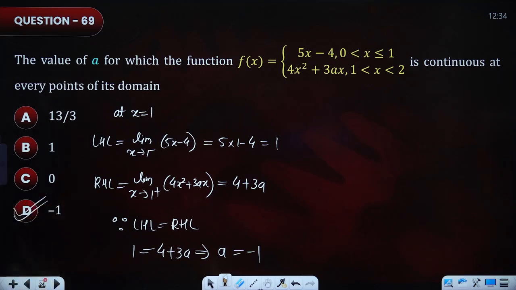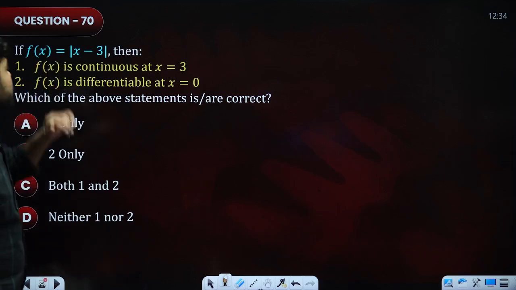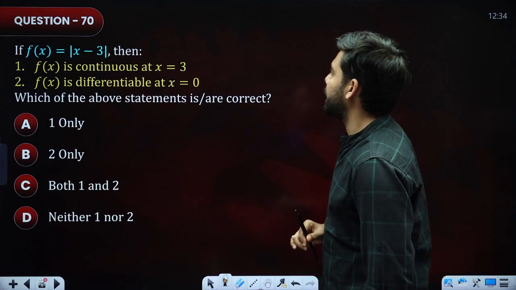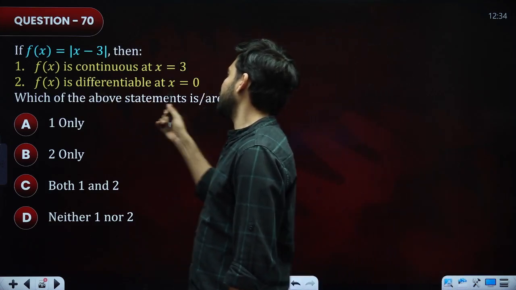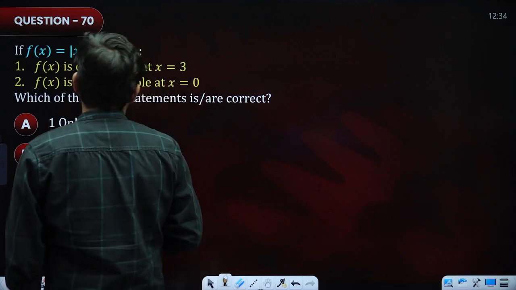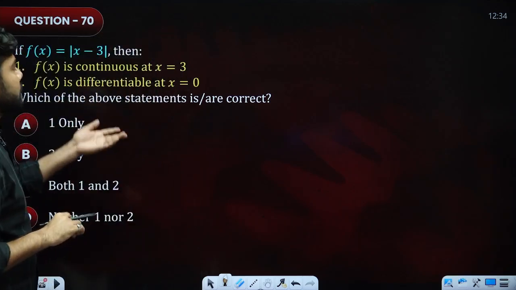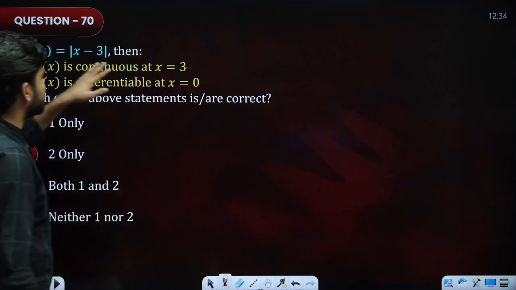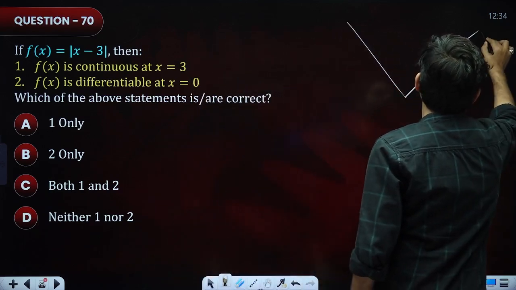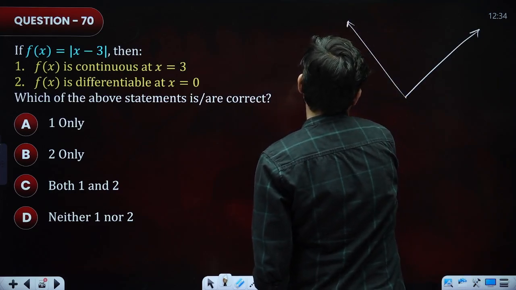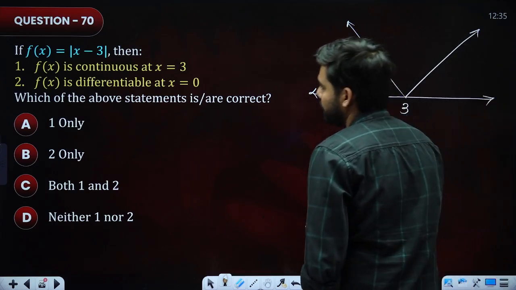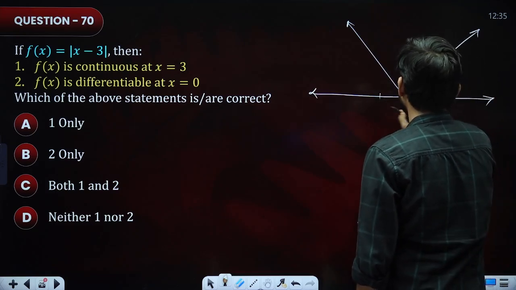Okay, in the next question we have, if f of x equals to mod x minus 3, then we have to find first f of x is continuous at x equals to 3 and f of x is differentiable at x equals to 0. Okay, we have these two conditions. So in that case we have to find which of these statements is correct. First of all, here f of x is continuous at x equals to 3. Okay, so the graph looks like this, and this is point 3. Correct. If I put 3 over here, this becomes 0.